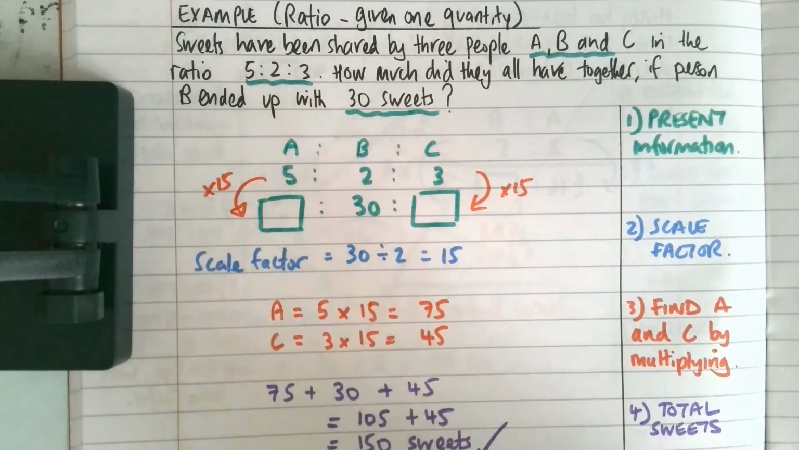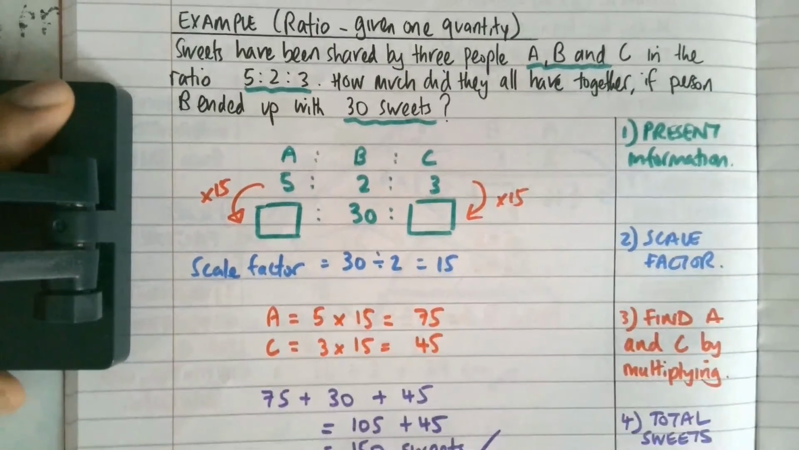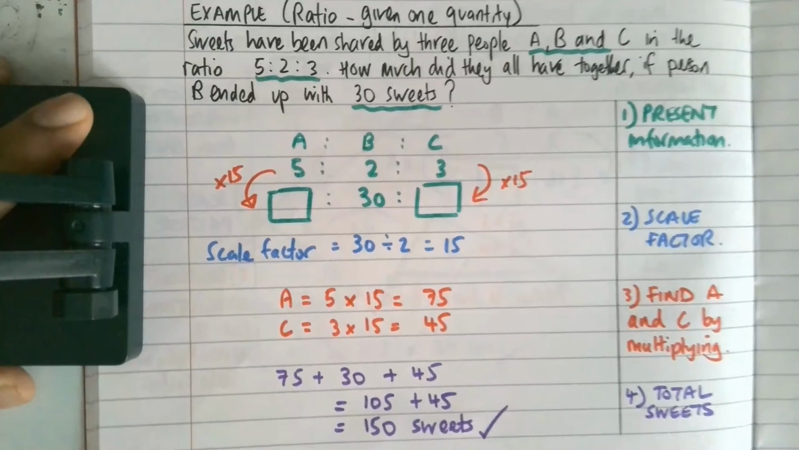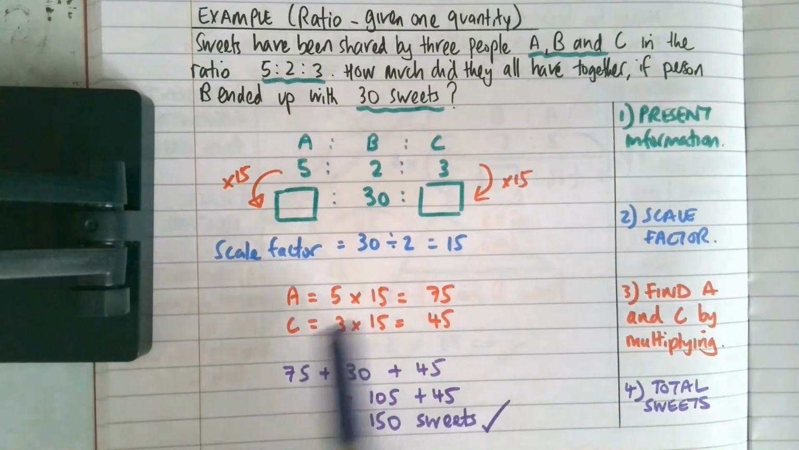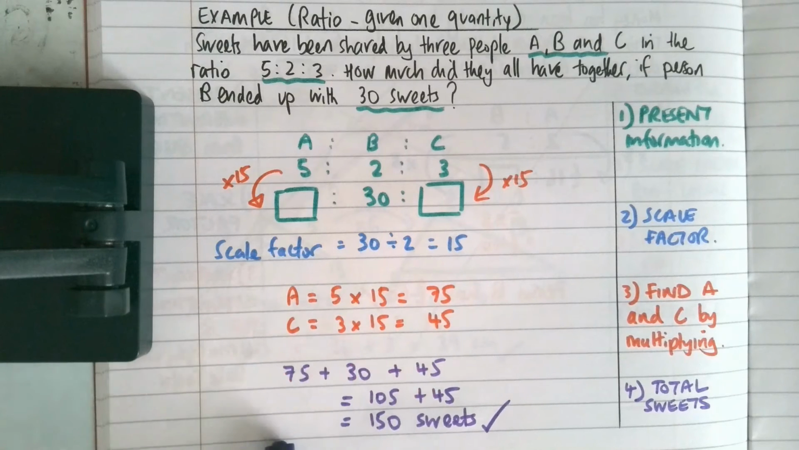Okay. Zoom out a little bit so you can have the entire question on the one page. So again, step number 1, present the information. Step number 2, find the scale factor. Step number 3, find A and C by multiplying with the scale factor. Lastly, add up the sweets they will have to get the total sweets.